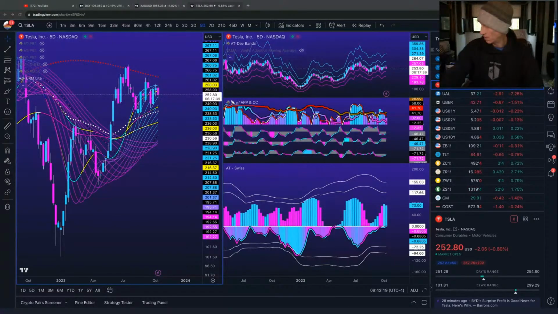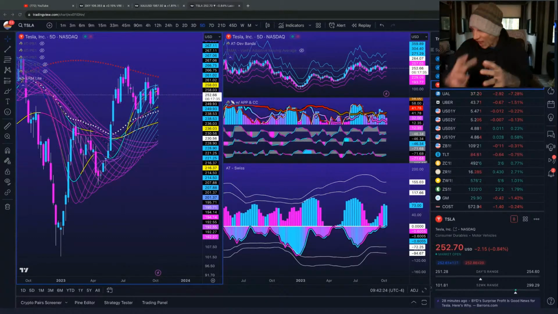Throw a nice range around this bad boy. That's what they call it, a strangle. Come on, load up, baby.